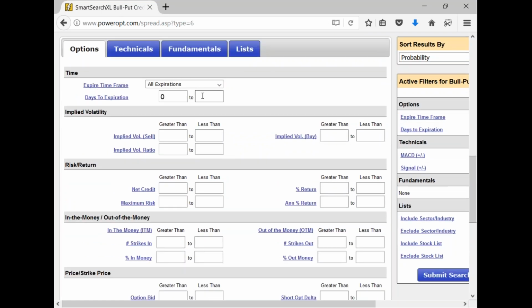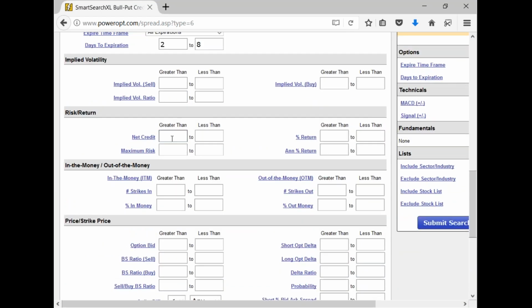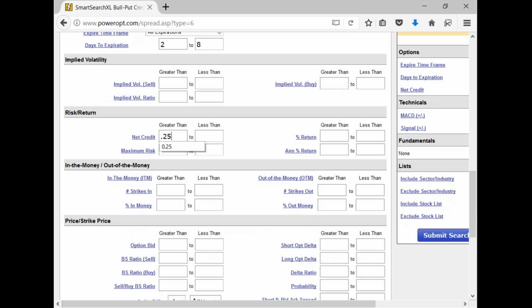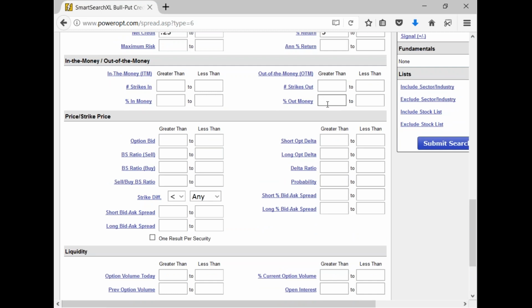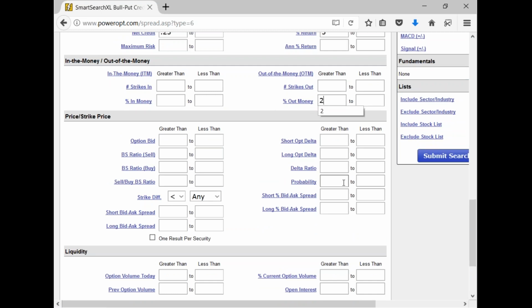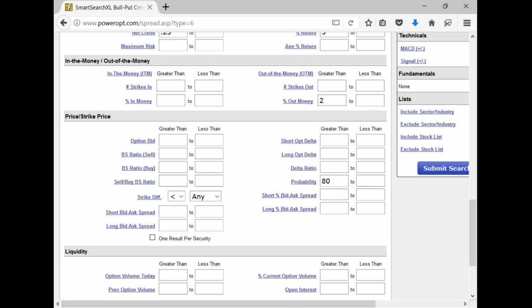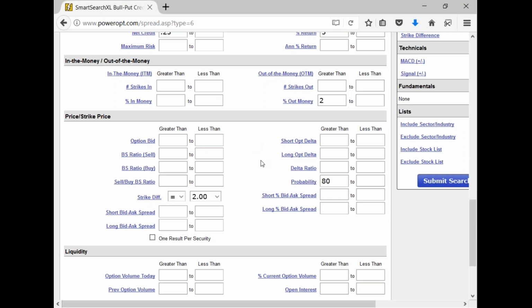So we'll set the expiration to be between 0 to 8 days, or let's just go 2 to 8 days. And might have a minimum net credit of 25 cents, minimum return of 5%, wants to be at least maybe 1 or 2% out of the money, and let's just say with an 80% probability. Strike difference, we'll just say equal to 2. This is just for the sake of argument. Okay, so he's got some basic criteria saved on his search.